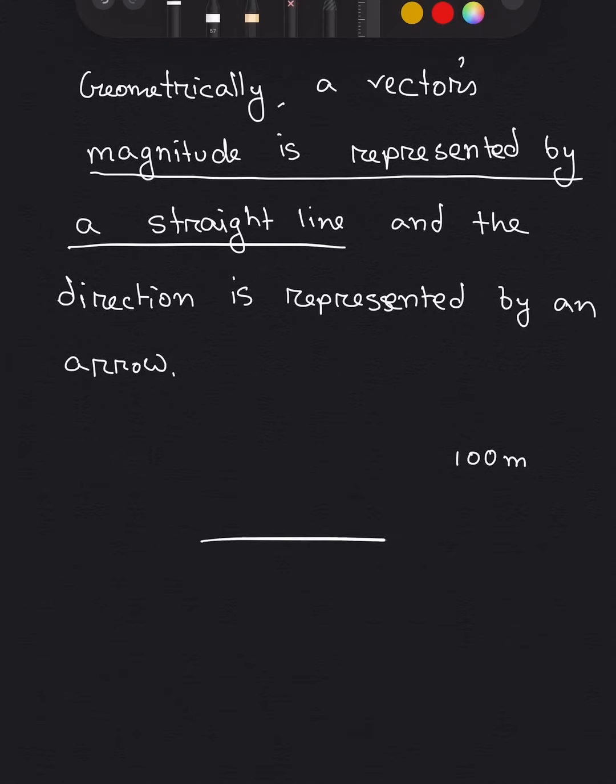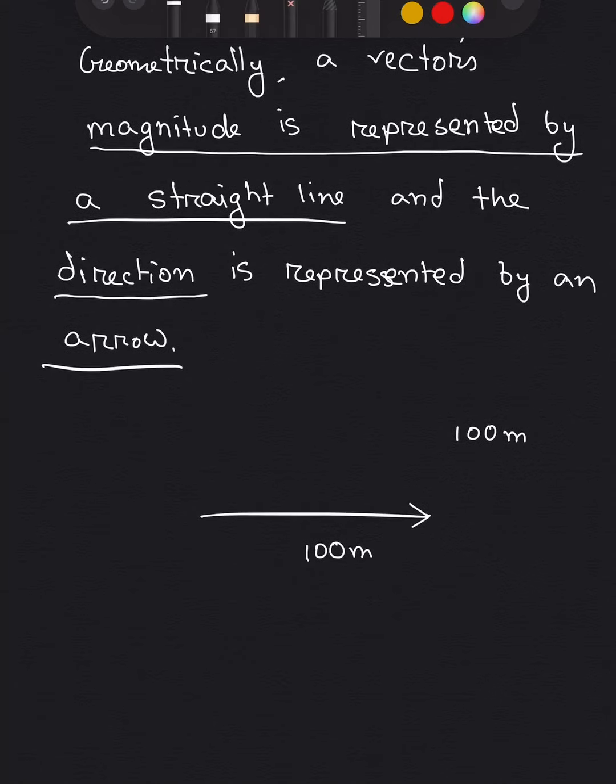You will write a straight line which may represent your vector of 100 meter, and the second part, which is the direction, is represented by an arrow. So suppose your vector is directed towards the right side, then we will give an arrow towards the right side. So this is the vector. Obviously you cannot write a 100 meter long straight line in your copy, so you have to write the approximated ratio.